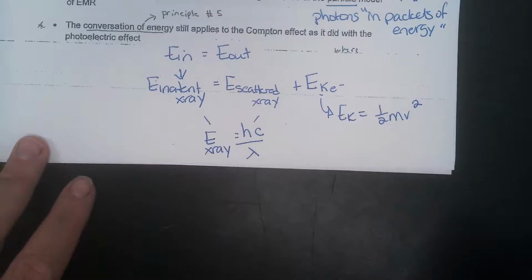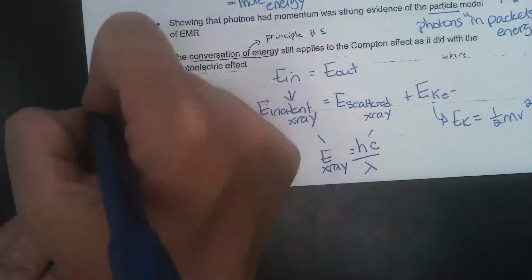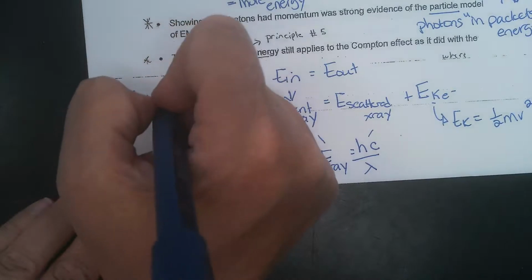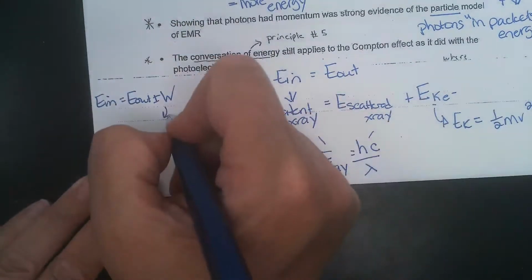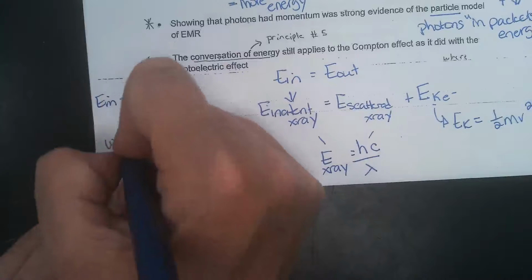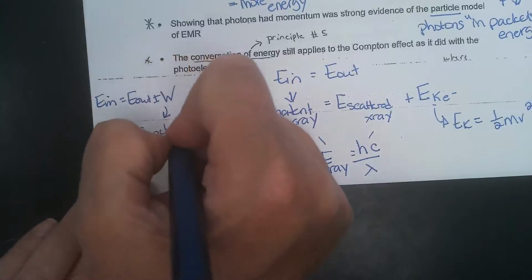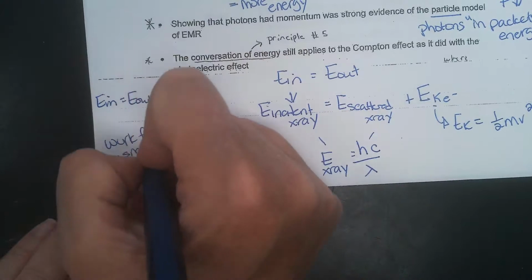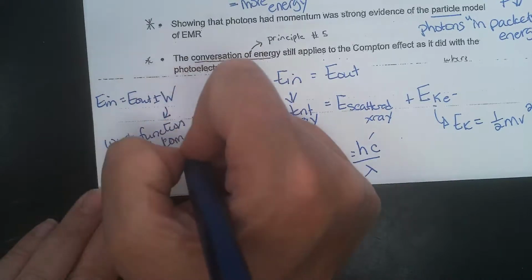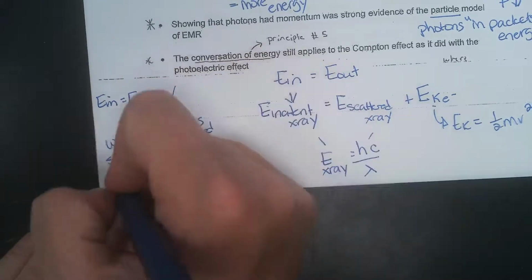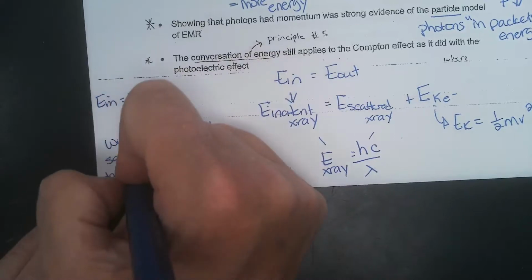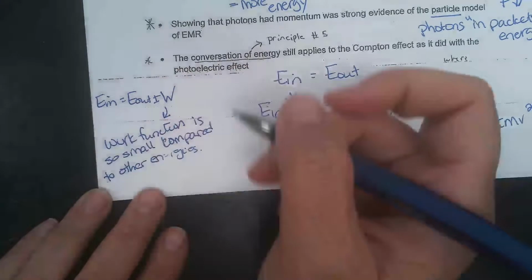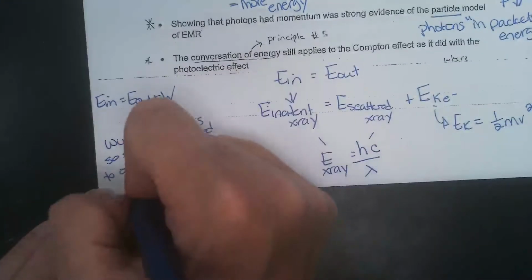Okay. Now, previously we looked at E in is equal to E out plus or minus work. But in this particular case, the work function is really small when we compare it to the other two energies. Because it's really small, we're able to just ignore it.